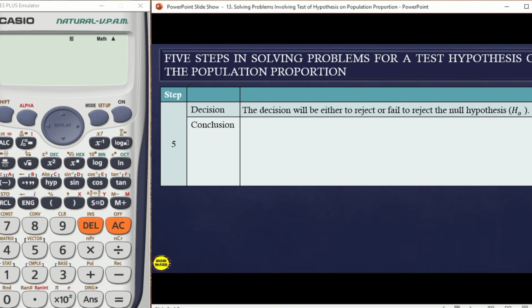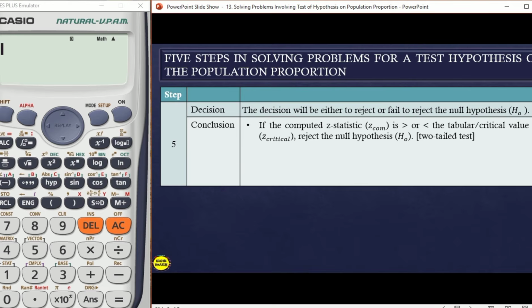Step number 5, ano yung decision rule natin? Kapag it's either mag-reject tayo or we fail to reject the null hypothesis. Paano natin malalaman na magre-reject tayo ng null hypothesis? Kapag yung computed value natin nasa rejection region. Okay, we fail to reject the null hypothesis kapag yung computed value natin nasa acceptance region.